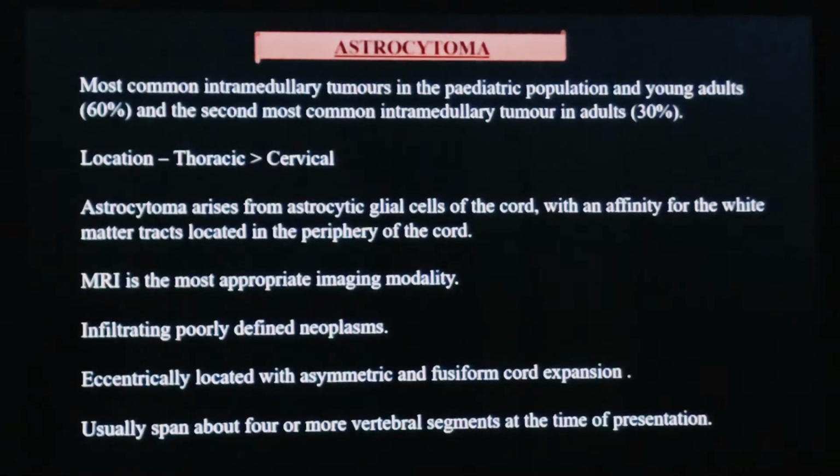As the name suggests, astrocytomas arise from the astrocytic glial cells. MRI is the most appropriate imaging modality, and they are infiltrating type. So they have infiltrating, poorly defined margins. They are eccentrically located with asymmetric and fusiform cord expansion. Usually they span 4 or more vertebral segments. The average comes to around 7 when we talk about astrocytoma. I'll discuss that in one of these slides.